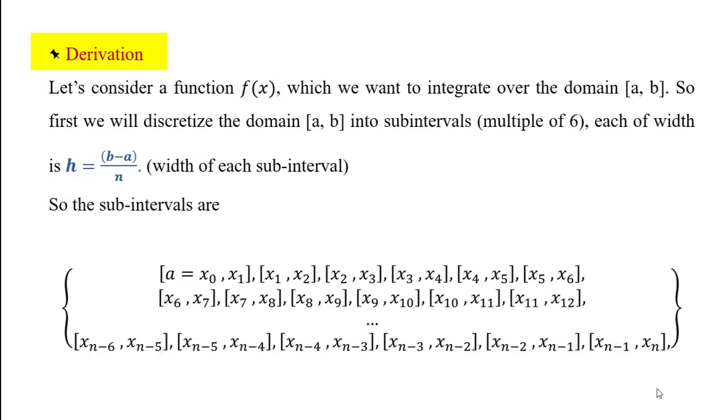Let us consider a function f of x, which we want to integrate over the domain AB. First of all, we will divide our interval AB into n subintervals, and n must be a multiple of 6. Each subinterval's width is h = (b - a)/n, where b is the final point and a is the initial point.